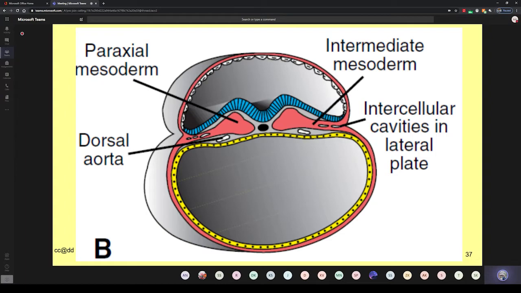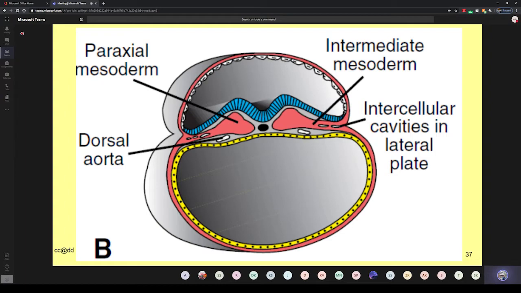The 3 subdivisions are as follows. Paraxial mesoderm, which is just lateral to the notochord. It is related to the dorsal axis, that is, it is related to the midline. That is why it's called paraxial. Next one, totally away from the midline. It's completely outside, completely towards the outer aspect. It is lateral plate mesoderm. Fine. Between the two, intermediate mesoderm. So 3 divisions of intraembryonic mesoderm.